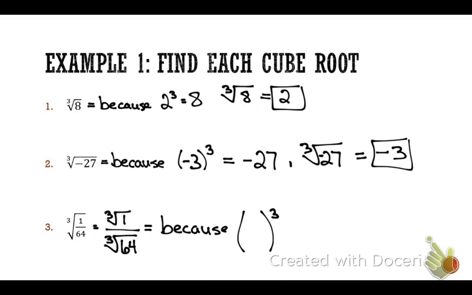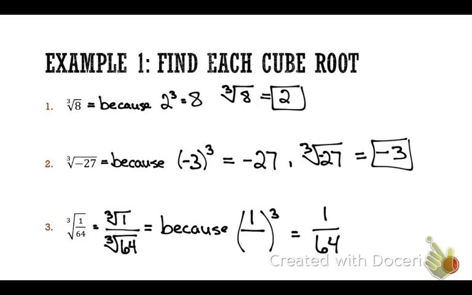What can be multiplied by itself 3 times to equal 1? Ashley? 1. 1 times 1 times 1 is 1. Okay, so 1's my numerator. Okay. What number can be multiplied by itself 3 times to be 64? Well, I know it's not 2. That was 8. I know it's not 3. That was 27. It's 4.